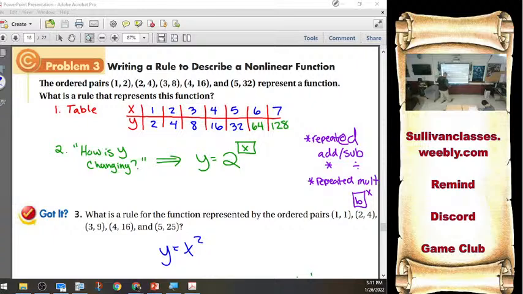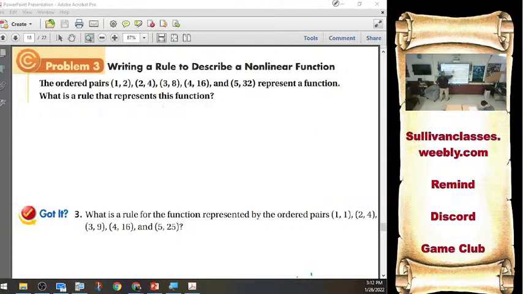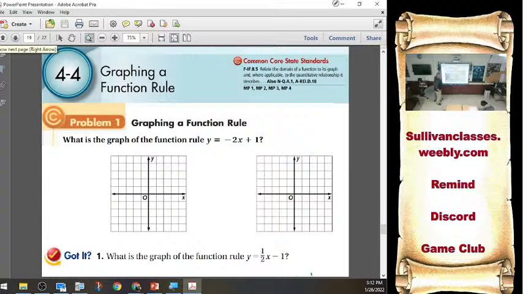But the table is just a way to organize it. If you want the table, do the table. If you don't do the table, I don't care. That's it.